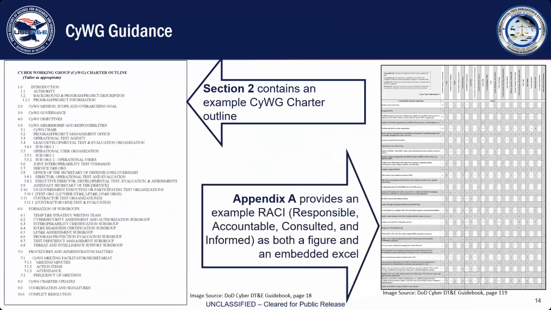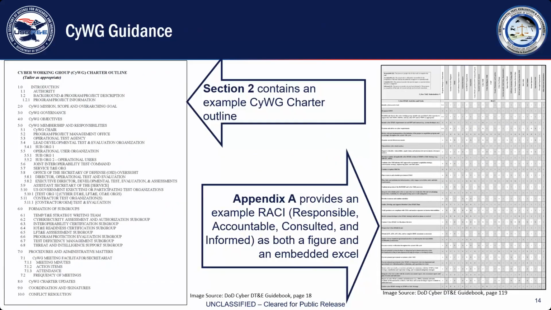All right, moving forward in the guidebook, in chapter 2, section 2, we have an example CYWIG charter outline. So you can see that here on the left. Don't have to follow it perfectly. Again, it's guidance. Gives people a place to start.